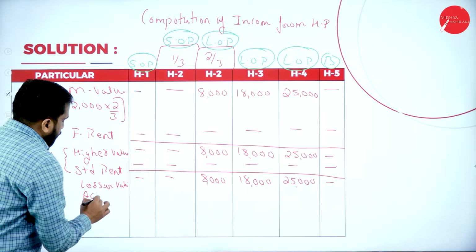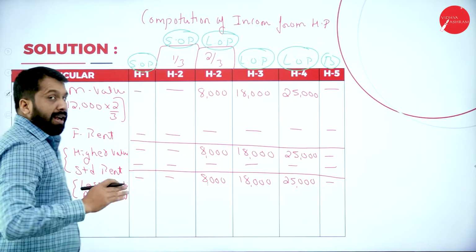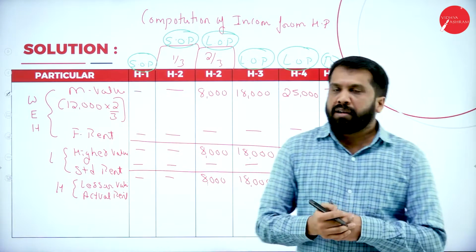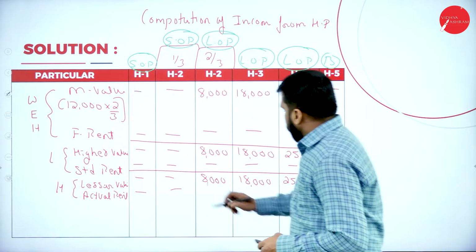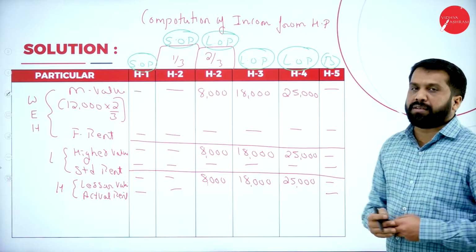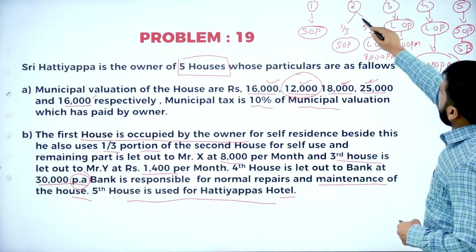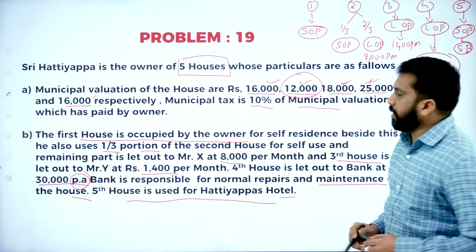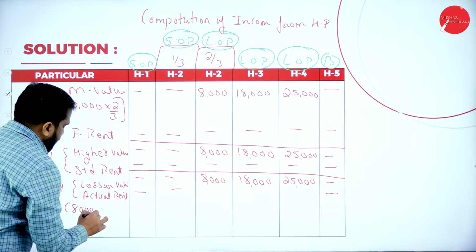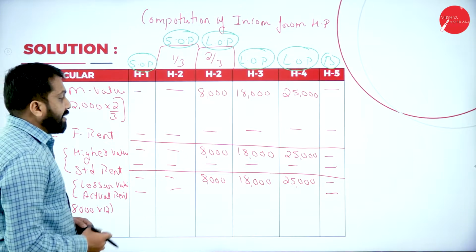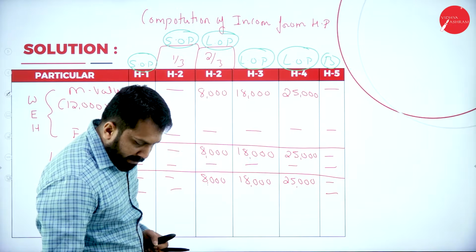So, actual rent. In this, whichever is higher. What is the actual rent here? Actual rent as per this. For self-occupied, we will not consider. We will consider only for these three. Now, what is the actual rent? See, it is 8,000 per month. I'll go for that. 8,000 per month. It will be how much? 96,000. I'll calculate once again. 8,000 into 12.